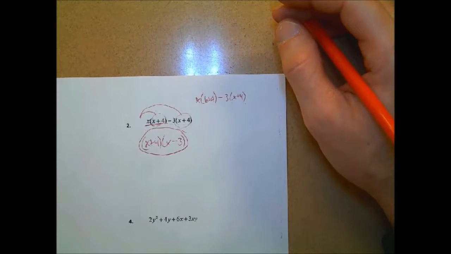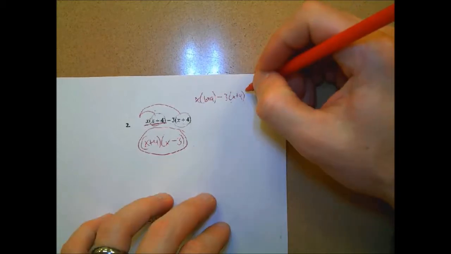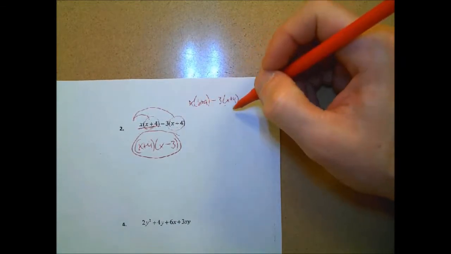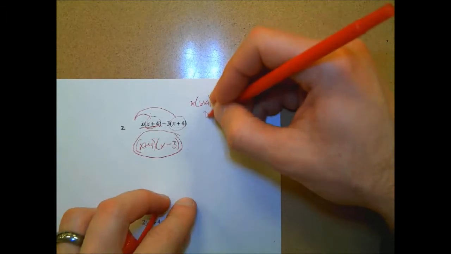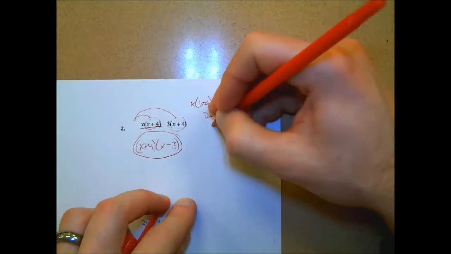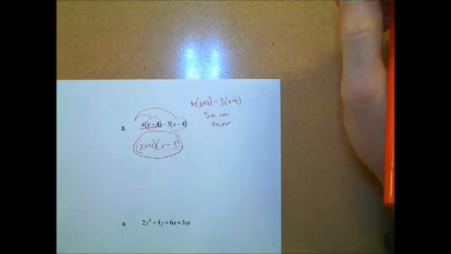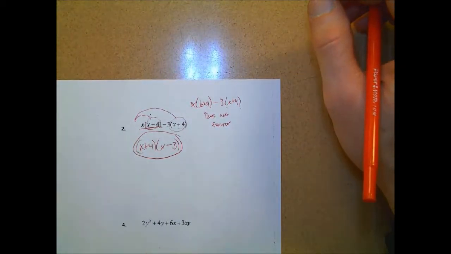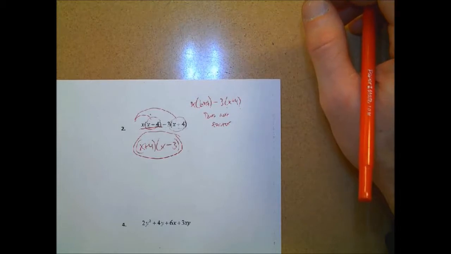Remember, this is part of factoring by grouping. So factoring by grouping does not work. You might say something like this: does not factor. Because you're right, it doesn't factor. There's nothing in common.